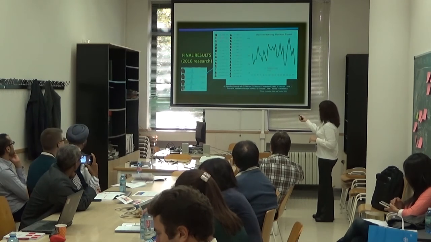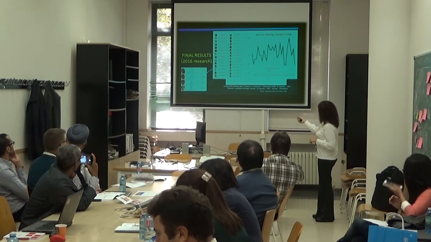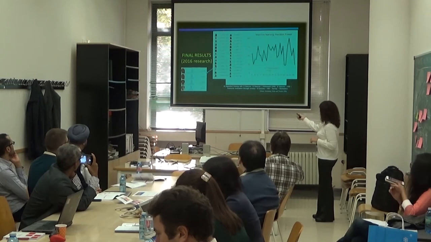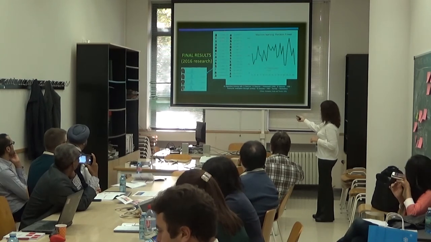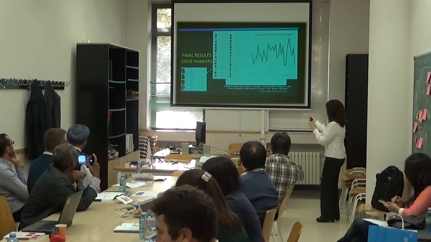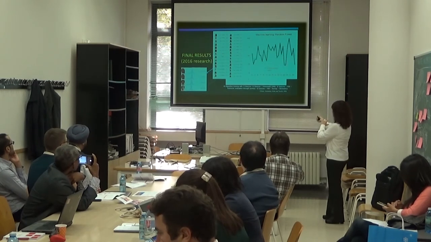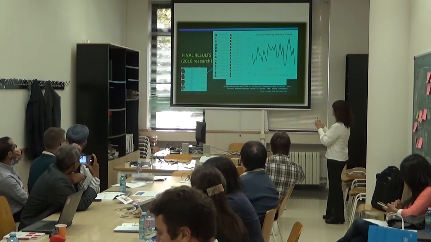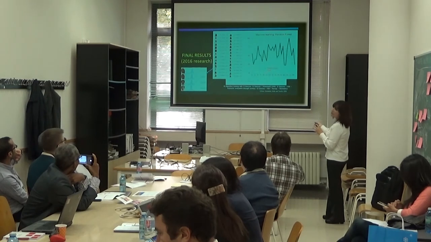This is the result of each student: real, predicted, and real. Okay, in this graph you can see the gap or the distance between the forecast and the real is too close.